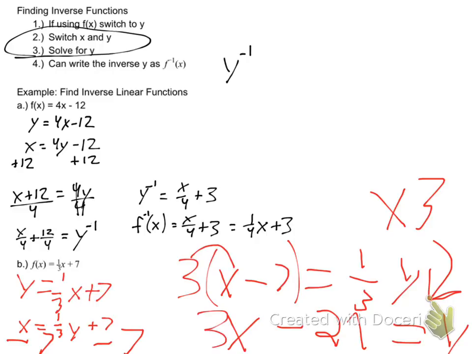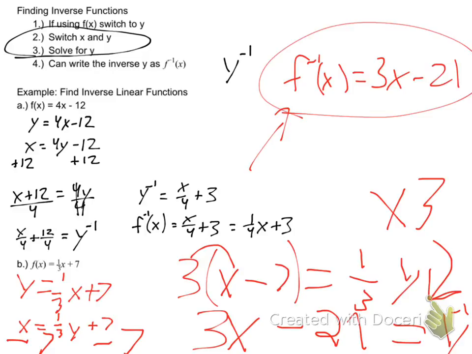Oh, it's 3x. You forgot to distribute the 3 to the x as well. So the answer, or inverse y, is 3x minus 21, which if I move it up here, we get f inverse of x equals 3x minus 21. Everybody in agreement now? Okay. So we should be liking these. They're not too bad. Remember the steps.